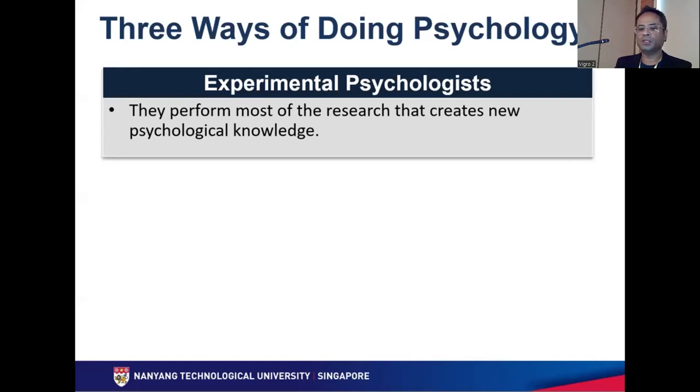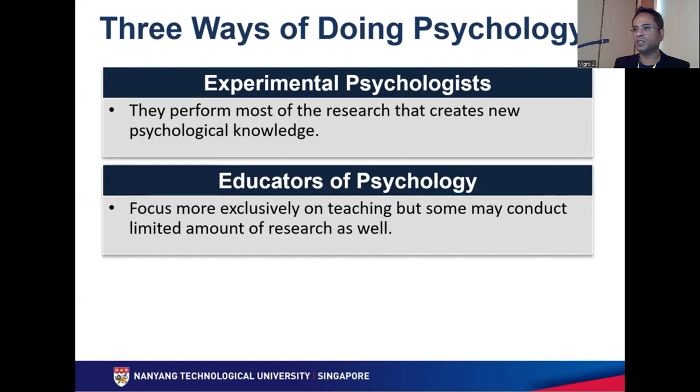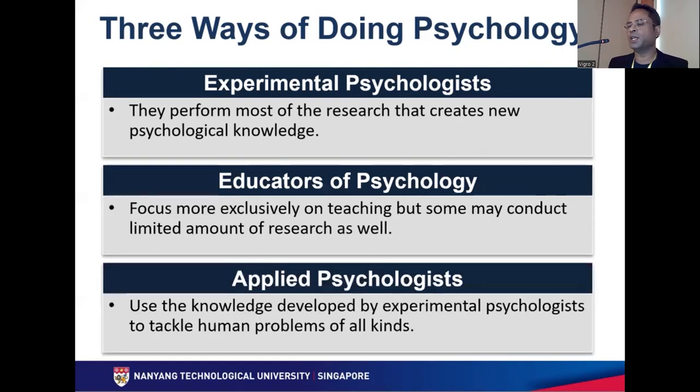There are three ways of doing psychology. First is experimental psychology, where they perform most of the research that creates new psychological knowledge. Then there are educational psychologists, who focus more exclusively on teaching, but they may do some limited amount of research also. What is interesting to us is applied psychologists, who use the knowledge developed by experimental psychologists to tackle human problems of all kinds. So we are not inventing new psychology theories. Rather, we use the knowledge developed by social psychologists or experimental social psychologists, well-known theories that have stood the test of time, to tackle social computing problems.